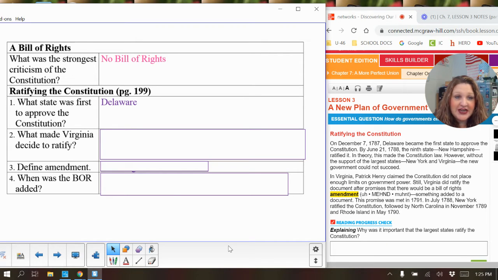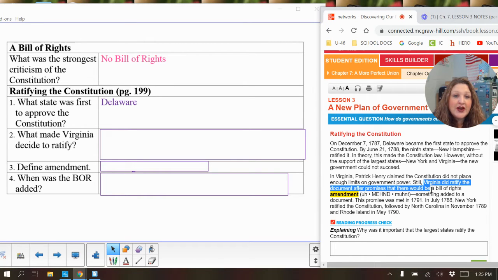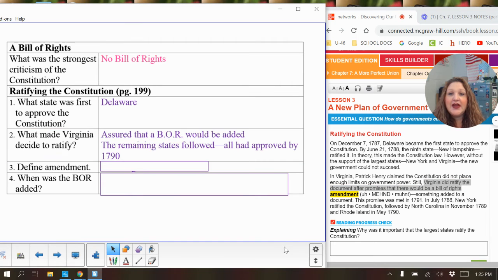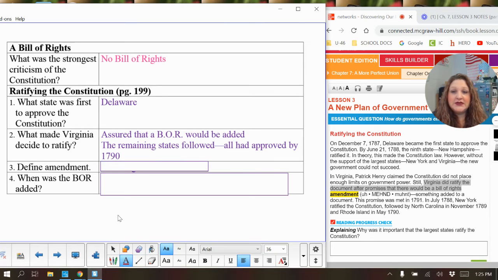In July 1788, New York ratified the Constitution, followed by North Carolina in November 1789 and Rhode Island in May 1790. So Virginia decided that they would ratify. Here it says Virginia did ratify after they promised that they would add a Bill of Rights. And remember, BOR is Bill of Rights.